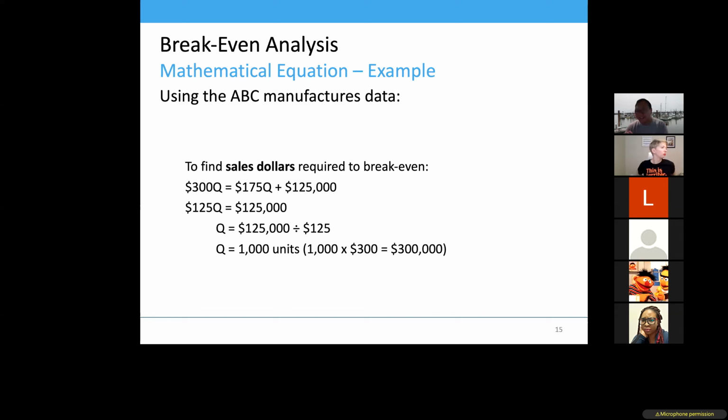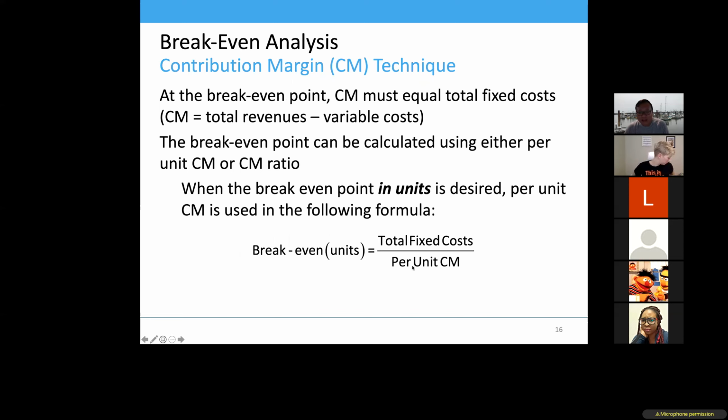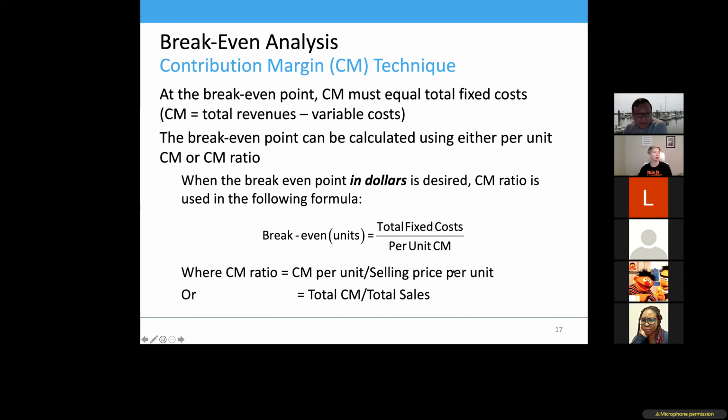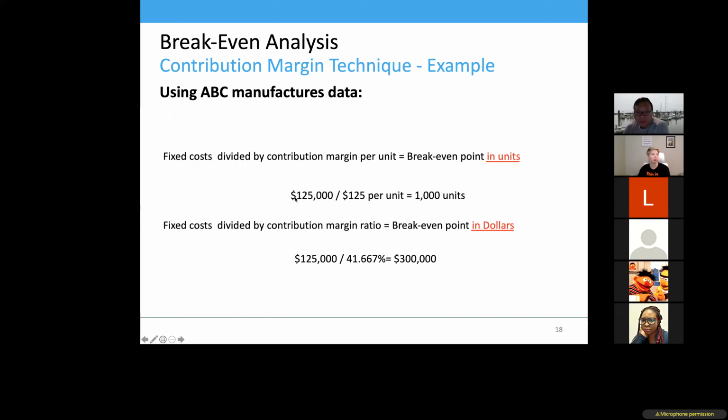But anyways, and then the contribution margin technique. We can use that contribution margin, CM, technique. So how do you do that? You use your total fixed cost divided by the contribution margin per unit. That's your break-even units. In the example, your total fixed cost is 125,000. Your contribution margin per unit is 25. So you use your total fixed cost divided by contribution margin per unit, and that's your break-even point in units, 1,000 units.